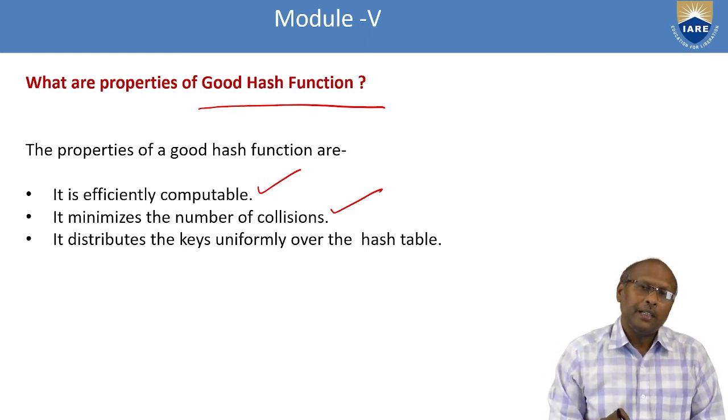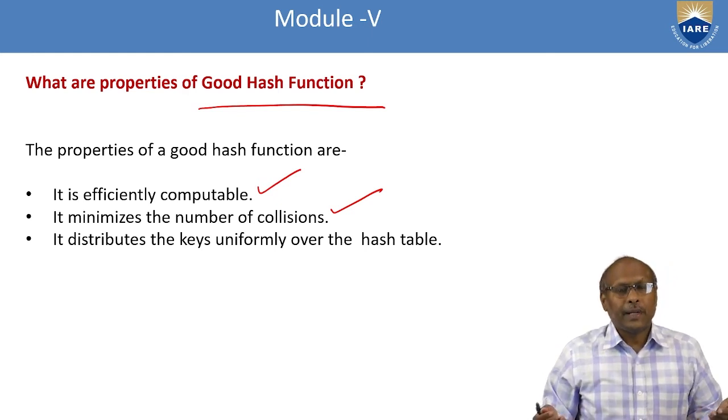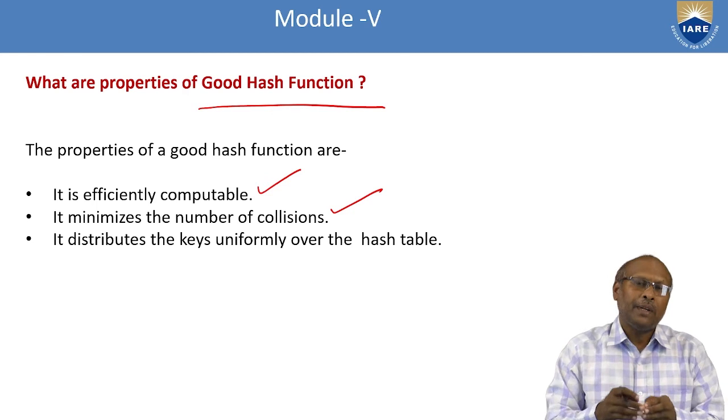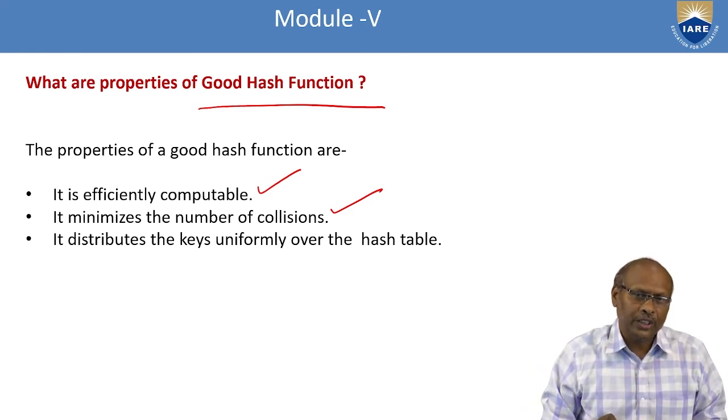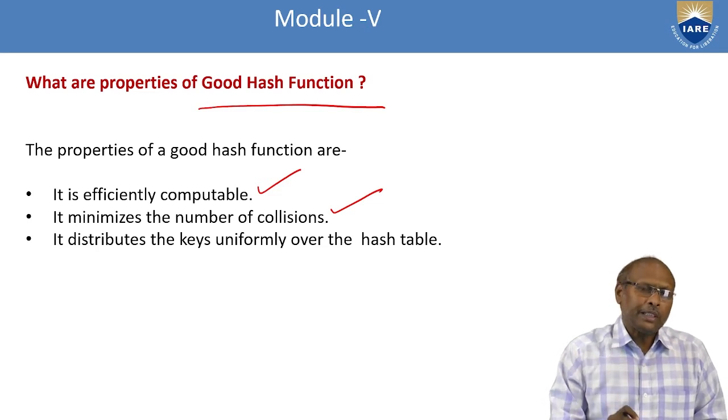So it must have less collision. That means for two keys, it should not give the same hash index. For two keys, if you give the same index, then that is called collision. So a good hash function should avoid collision.